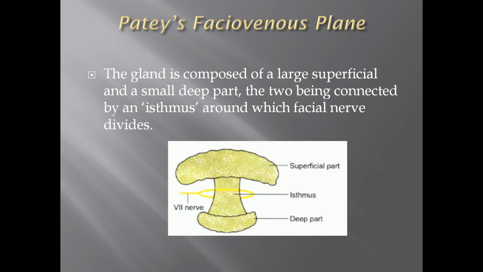Coming on to the parotid gland. It is a gland composed of a large superficial part and a small deep part, and the two are connected by an isthmus. This is the isthmus, around which the facial nerve, the seventh cranial nerve, gets divided. Important from your exam point of view.